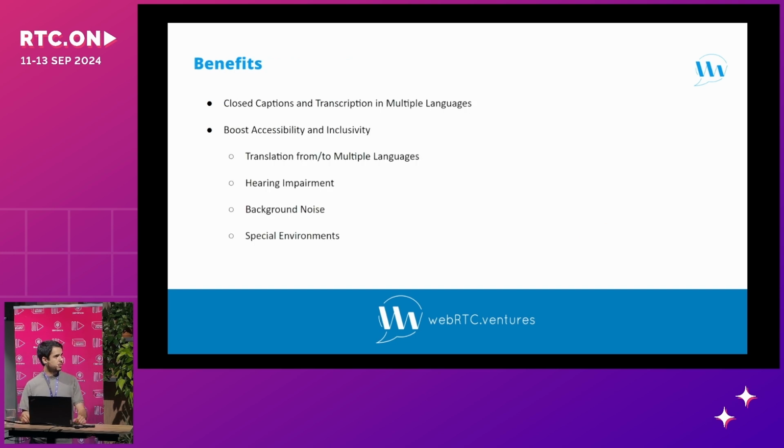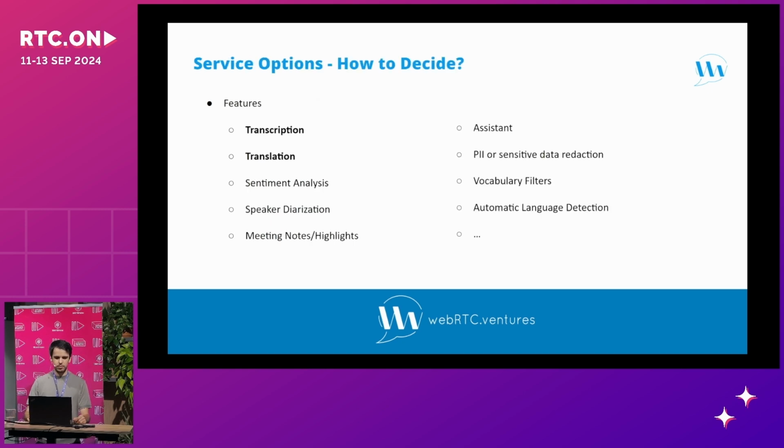And why is it good to have speech recognition and text transcription? We get closed captions and transcriptions in multiple languages, which boosts inclusivity and accessibility, because you can enable your service for people that may have language barriers. So you are translating from and to multiple languages, making it available for people around the world. You can also make it available for people with hearing impairment, because they can follow a meeting by reading the transcripts. Also, if there's background noise on your end and you cannot hear the meeting, you can enable the transcription. Or the opposite, if the environment is too silent, like in a library, you don't want to enable your speakers. And if you don't have headphones, you could also use the transcriptions.